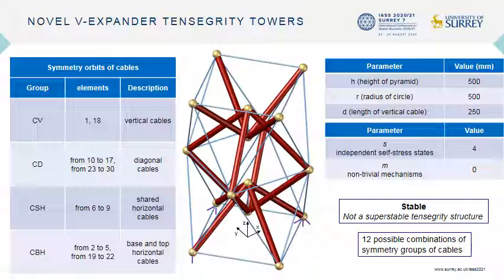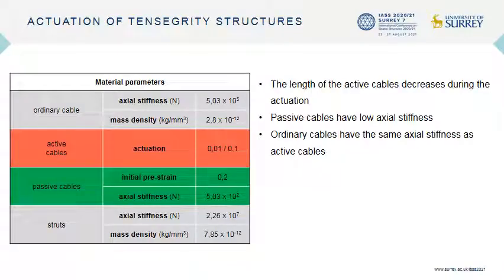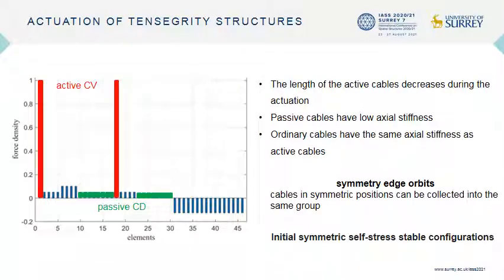From the analysis of the symmetry cable orbits, 4 groups of symmetric elements can be recognized. Thus, 12 possible combinations can be realized for the analyzed tensegrity tower. The actuation process of the tensegrity structure is allowed by appropriate choices of active and passive cables. The choice of the different types of cable is governed by symmetry edge orbits, that is, cables in symmetric position can be collected in the same group. First, an initial symmetric self-stress stable configuration can be obtained by applying initial prestress and symmetrically placed passive cables. Then, the actuation process starts.